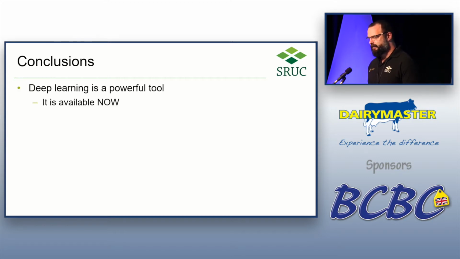So my conclusion is deep learning is a powerful tool. We've used it, and the technology is available right now. In fact, it was available for the past 10 years. We went to a conference in Silicon Valley from Microsoft and Google and all the big companies, and Scott and myself were the only people from the livestock industry.